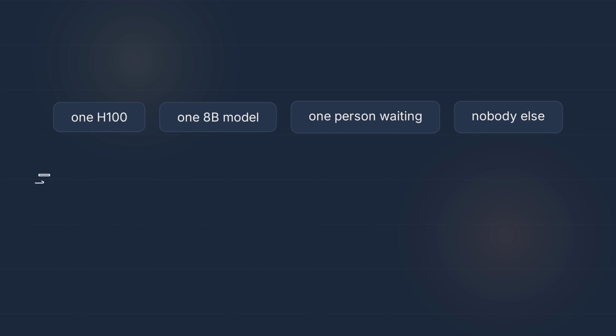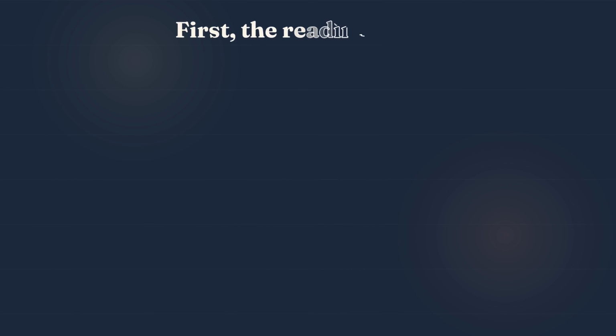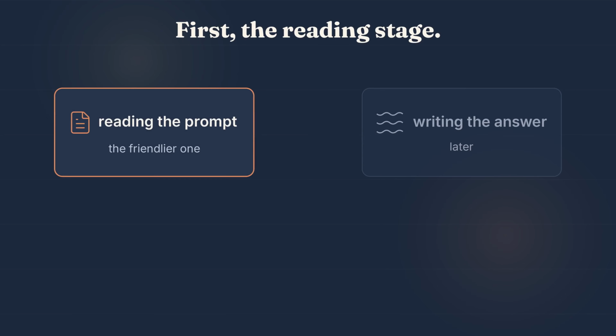And there's one question I want to answer properly before we finish. One H100, that same 8 billion model, one person waiting for their answer, and nobody else on the card. How fast can that answer possibly come out? There's a hard ceiling on it, and nothing you write in your code goes above it. And I'd like you holding that question all the way through. So let's do the reading stage first, because it's the friendlier one.